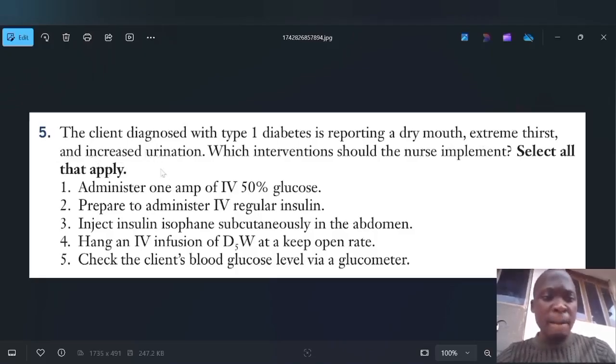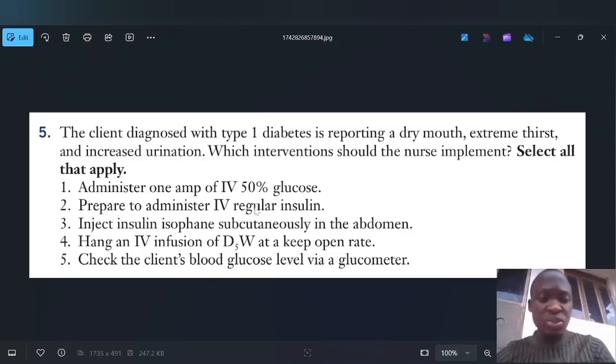Whenever you see increased urination, which is polyuria, think about an increased amount of what? Glucose. So that means this client is in a serious diabetic state, more like diabetic ketoacidosis, because right now we are in type 1 diabetes. So how should we manage this? Let's look at the options. Number one, administer 1 ampule of IV 50% glucose. Oh wait, we already have a lot of glucose. So why should we even add more glucose, guys? So throw that out.